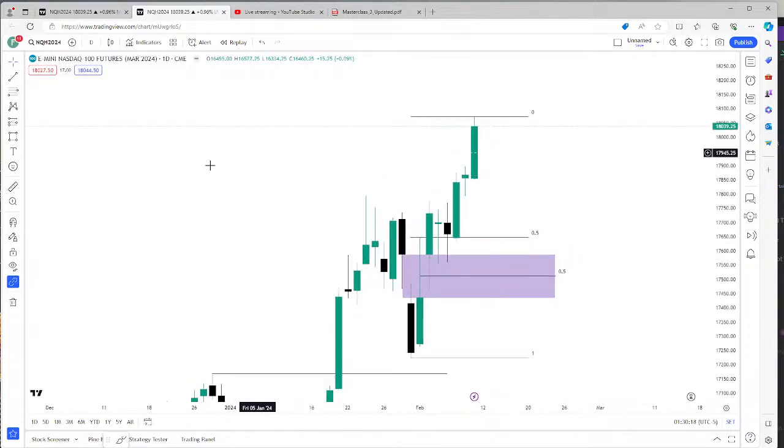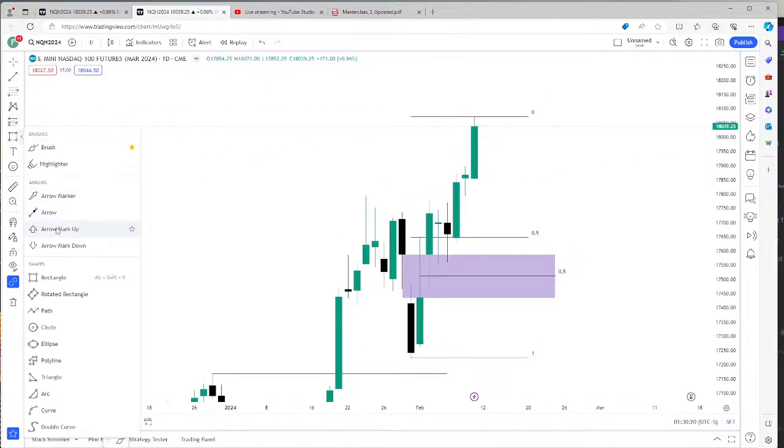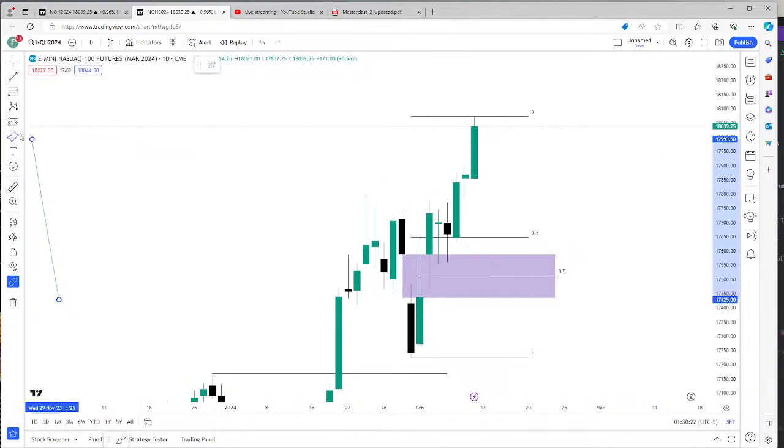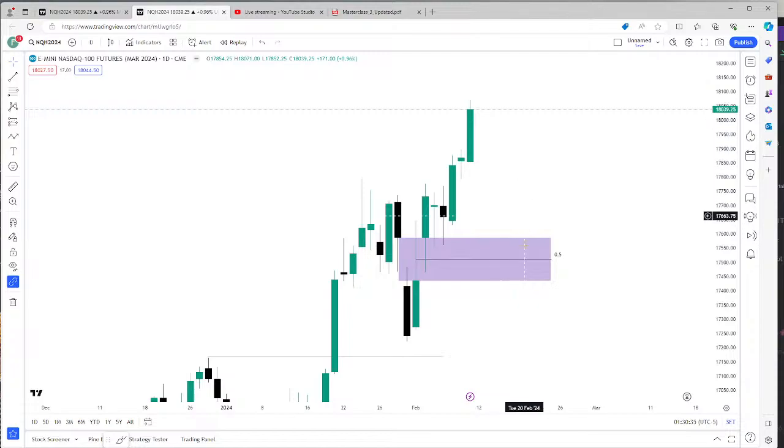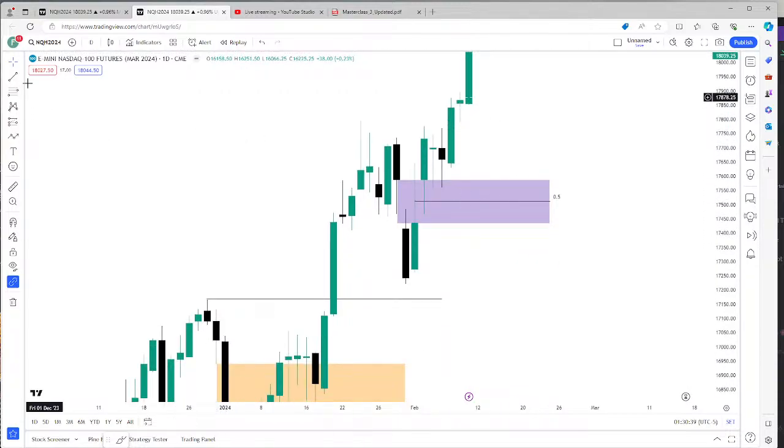But again, I want to see some more price action. So essentially what I'm trying to say here is, if we form a swing high, then maybe we retrace, but we haven't even formed a swing high yet, right? But just keep that in mind. We're bullish until proven otherwise. To remain bullish, I want to see price close above the 0.5 level. If not, then we head lower.